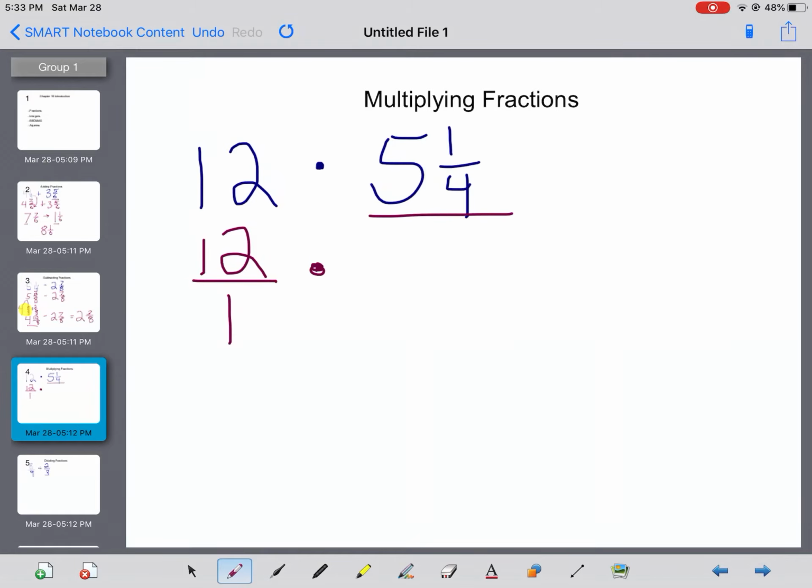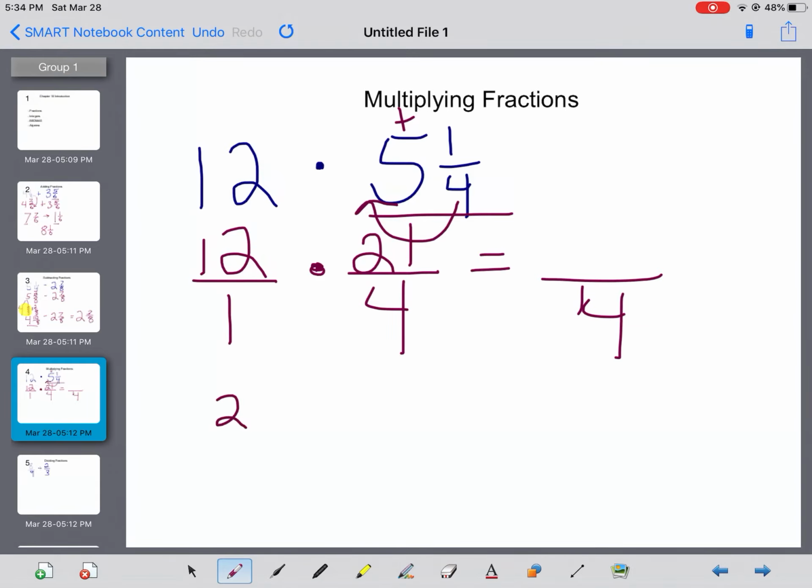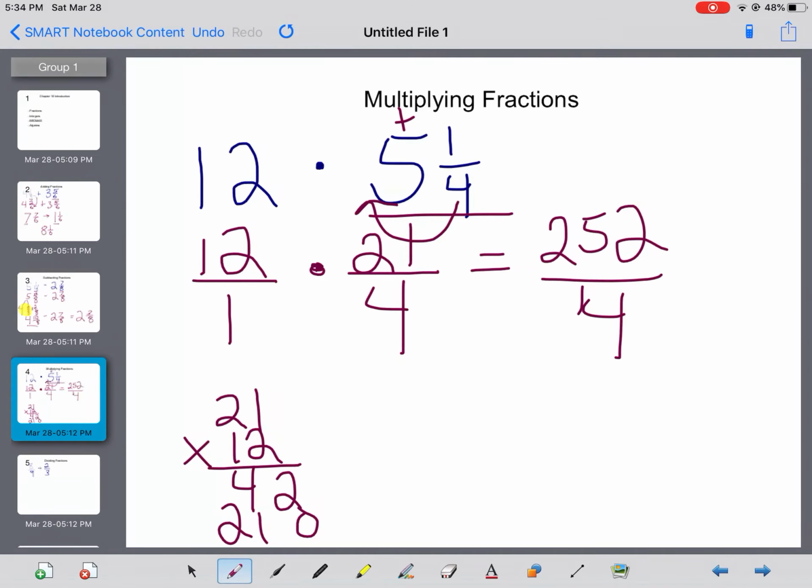Then I can take my mixed number and make it an improper fraction. I go 5 times 4 is 20 plus 1, and I get 21 over 4. Multiplying fractions is in some ways a little bit easier than adding and subtracting, because I just multiply the top and I multiply the bottom. Okay, 1 times 4 is 4. 12 times 21, again, don't be afraid always to go off to the side. 2 times 1 is 2, 2 times 2 is 4, add a 0, 1, 21. I'm running out of room on my page, but I get 252 fourths.